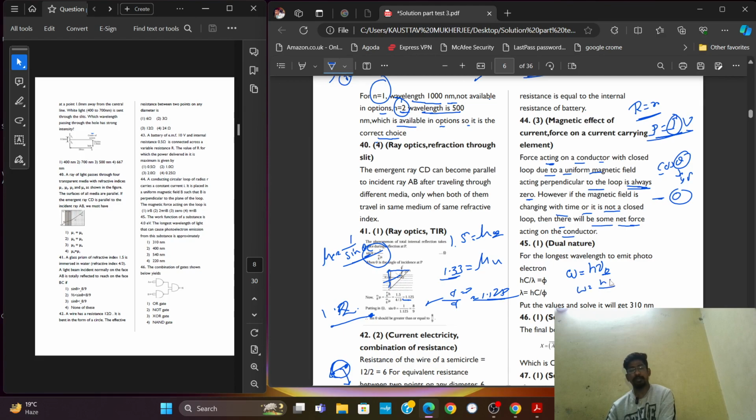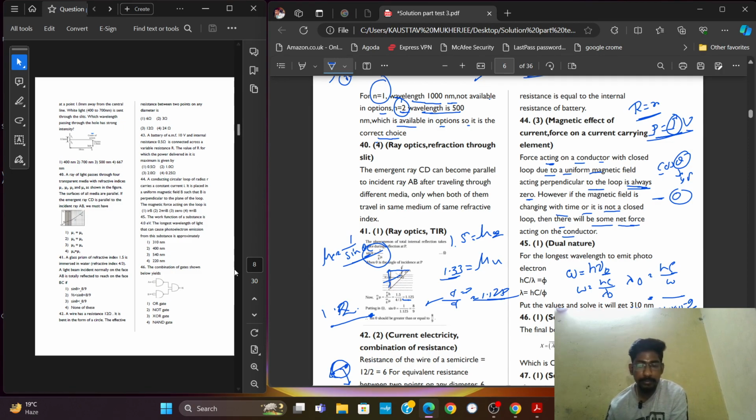So W equals Hc by lambda naught. So lambda naught will be equal to Hc by W, right? From this formula you have to calculate. H is 6.67 times 10 to the power minus 34, C is 3 times 10 to the power 8, and W is equal to 4. You will get the value of 310 nanometer. That means 310 into 10 to the power minus 9 meter. Okay, this will be the value.